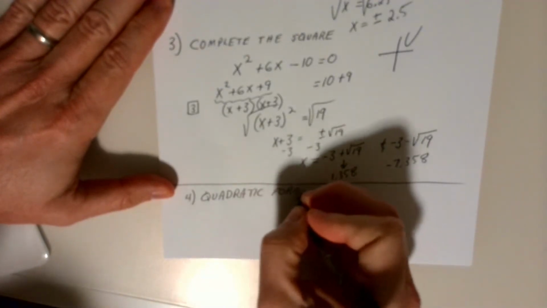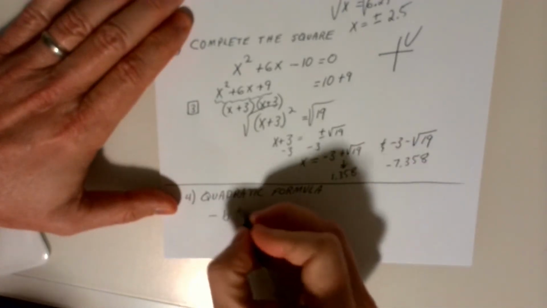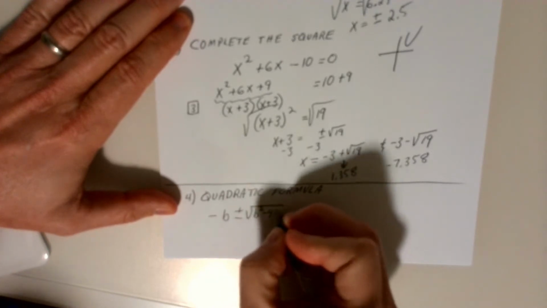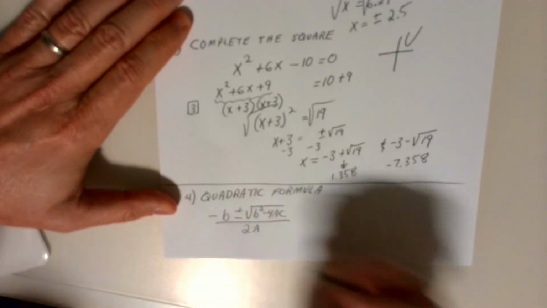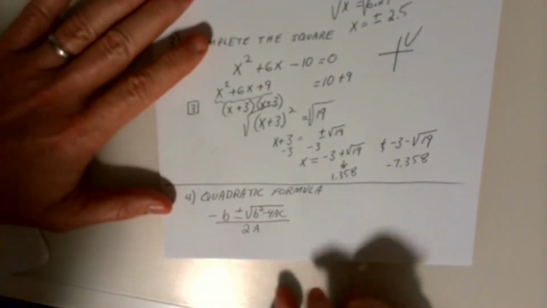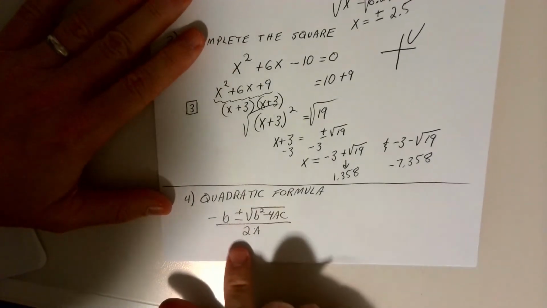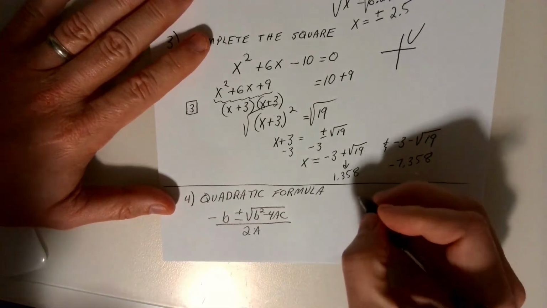Okay, number 4, we're going to use the quadratic formula. And the quadratic formula, most of you remember, right? Negative b plus or minus the square root of b squared minus 4ac all over 2a. So yeah, pop goes the weasel right there. That's the equation that we're going to use. Okay, so let's go ahead and use a nice easy one.